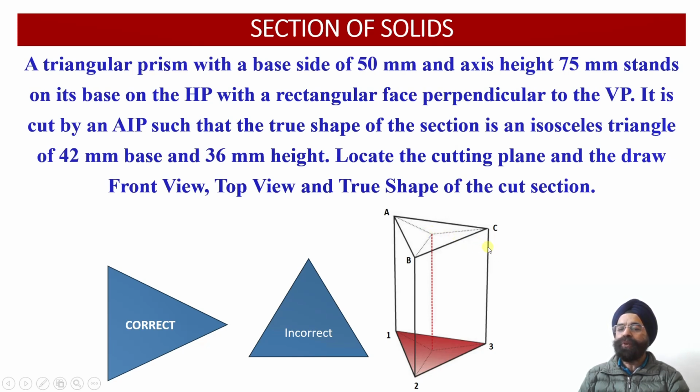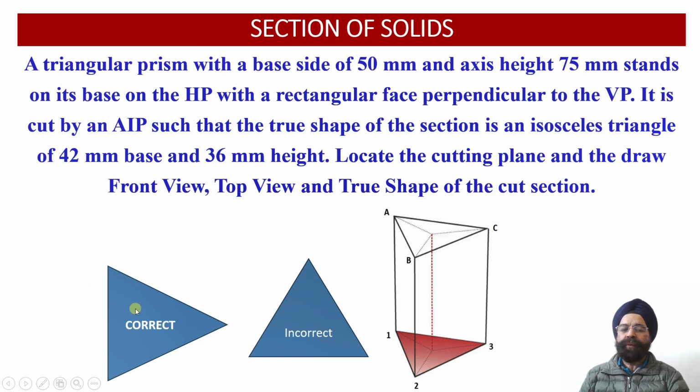So let us now proceed to evaluate the construction of the front view projections and the top view projections of the sectioned triangular prism, and we will be evaluating the true shape of the cut section in such a way that we have to validate that this true shape of the cut section, which has been obtained by cutting off this triangular prism by an AIP, should be equal to an isosceles triangle having base 42 millimeter and the altitude of this isosceles triangle happens to be 36 millimeter.